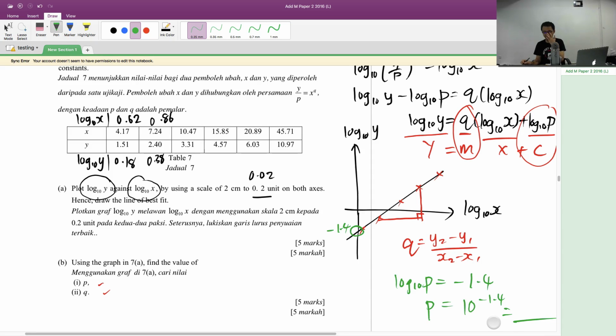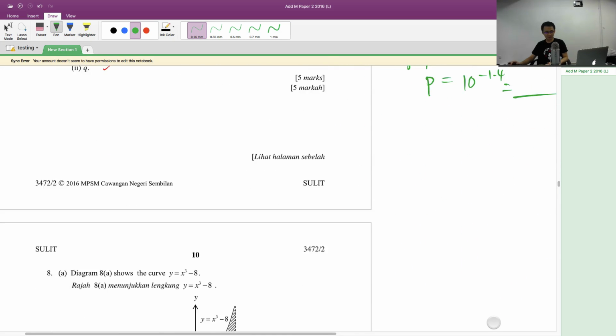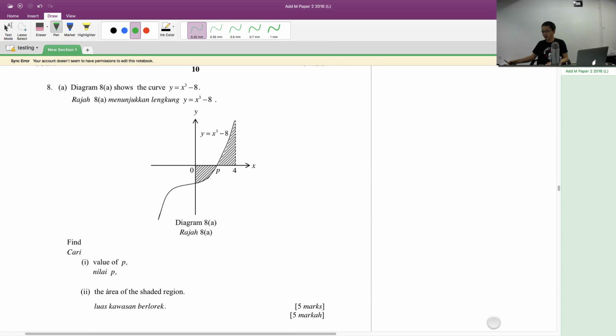Alright, this is the whole basic idea about linear law. So please try it yourself. If you still cannot do it, you can ask me on Facebook. Alright, so I will move on to number 8. Okay, number 8 is basically integration.